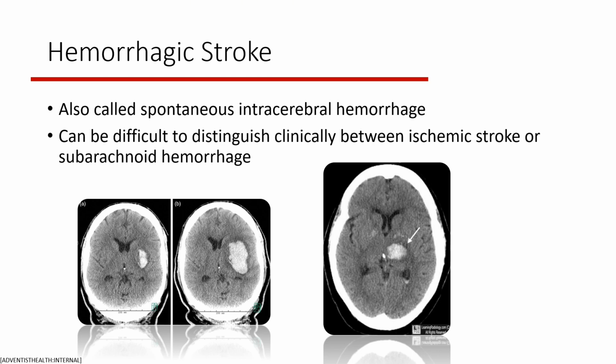Now, hemorrhagic stroke is also called spontaneous intracerebral hemorrhage. And a lot of times, people have done studies to see if they can clinically distinguish between an ischemic stroke and a hemorrhagic stroke, because I guess they needed to get their PhD. But there's actually no way that you can distinguish it other than radiation.